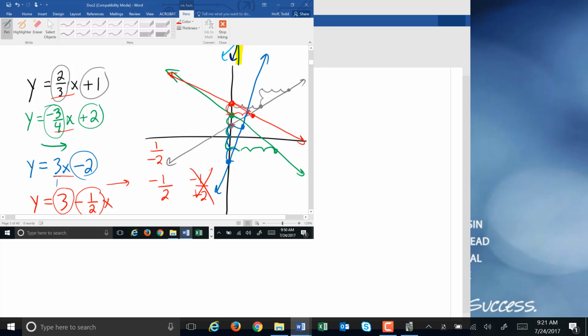But that means that from this point, I would go up 1 and then back 2 spots. That works. But the negative has to go with one or the other, not both. In order to have a negative slope, you have to have one positive and one negative. So we tend to stick with making the rise the negative and keeping the run always positive.